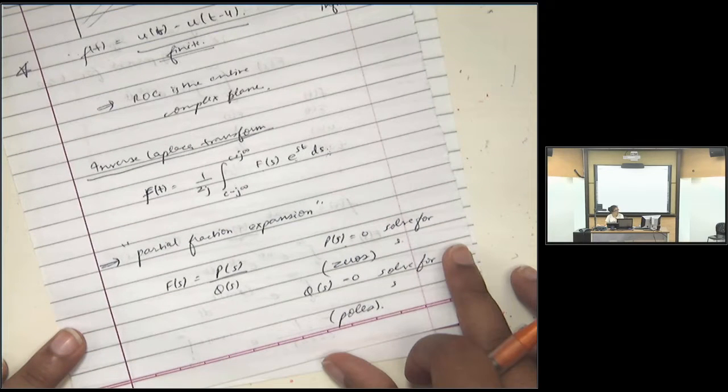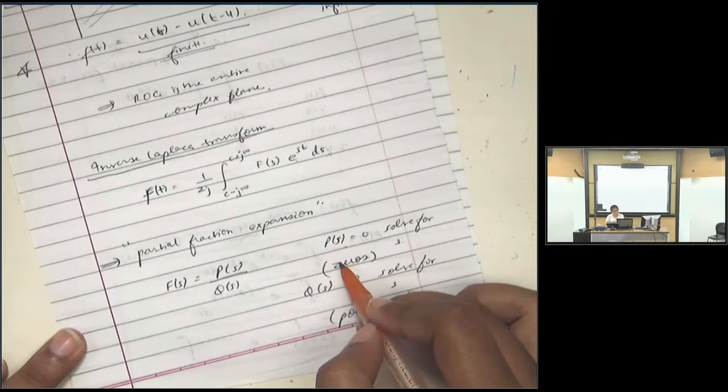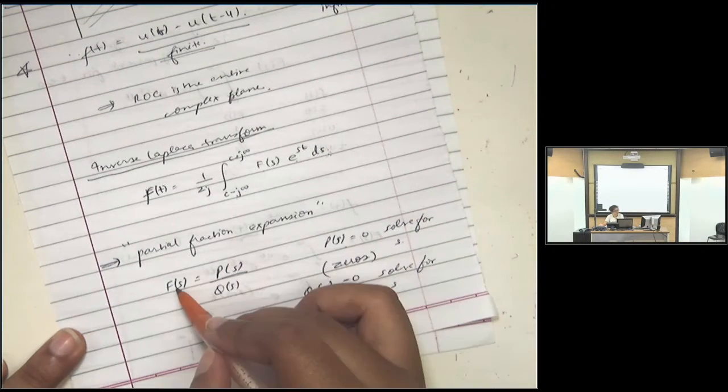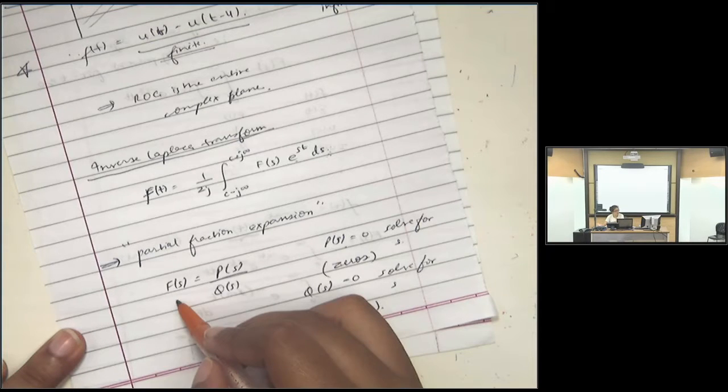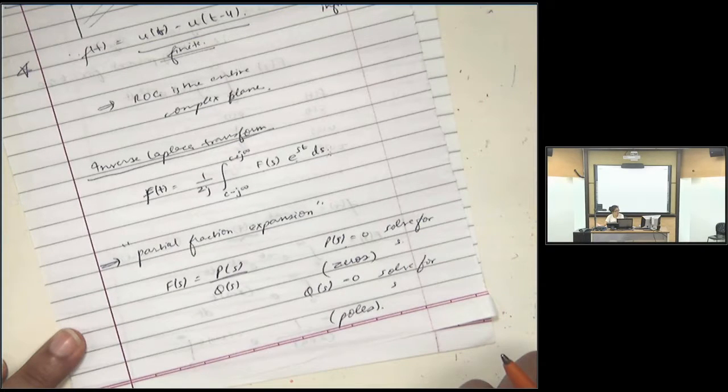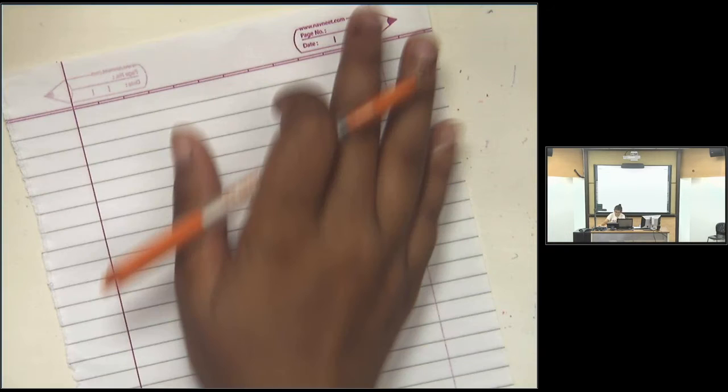Okay? So zeros are the values of s for which F(s) will be 0 when you substitute those values, and poles are the values of s for which F(s) will be infinity when you substitute those values. Okay? Right. Now moving forward, let's do an example.